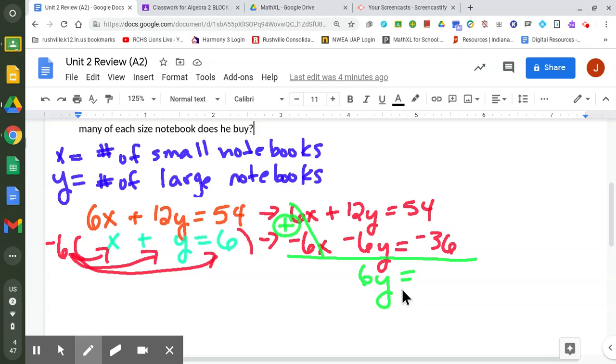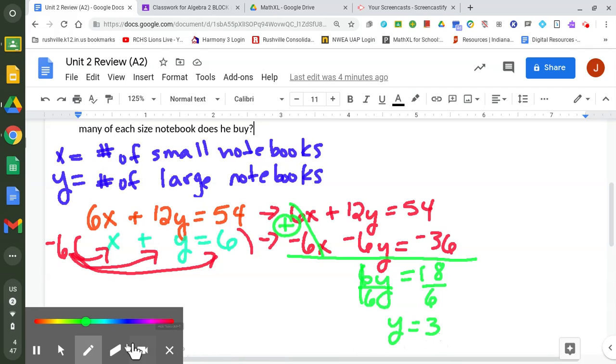which gives me 54 minus 36 gives me 18. And then divide by 6 on both sides of the equal sign. So y is going to equal 3. So now I know how many large notebooks were purchased.